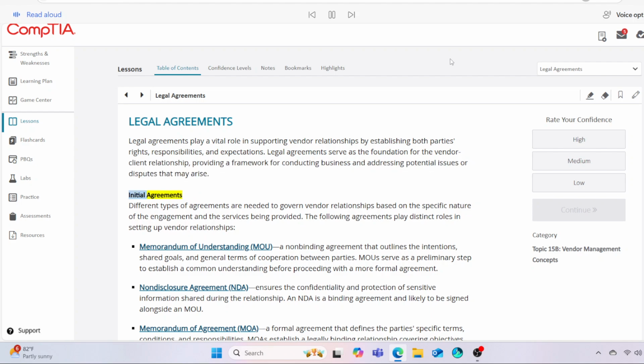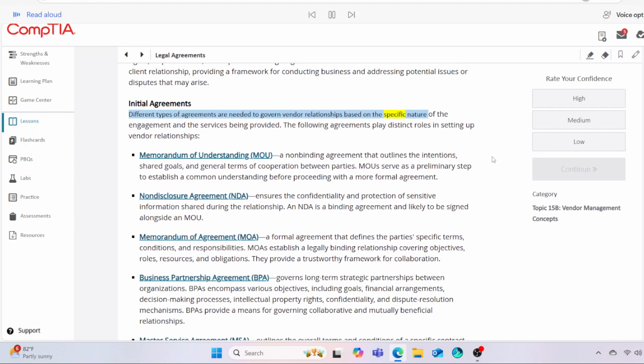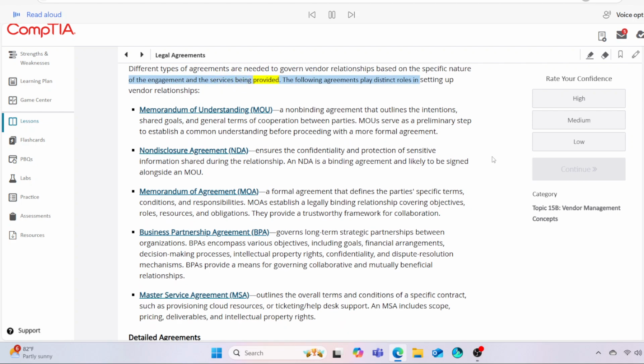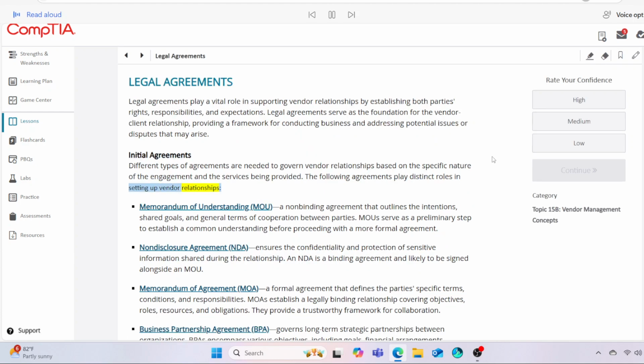Initial agreements. Different types of agreements are needed to govern vendor relationships based on the specific nature of the engagement and the services being provided. The following agreements play distinct roles in setting up vendor relationships.